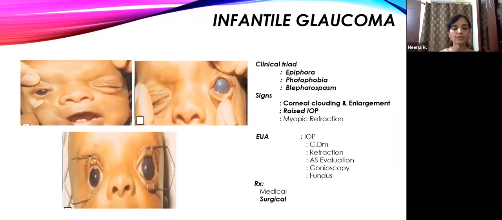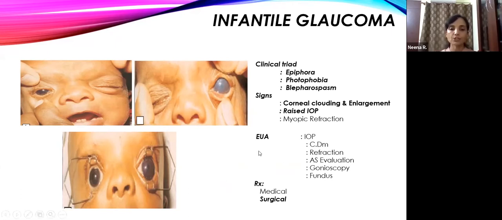Okay, another condition which is seen by the pediatrician first would be this, a cloudy and enlarged cornea, which is a sign of infantile glaucoma. So you can see the cornea is definitely enlarged. It is cloudy, and this is what is typically known as a buphthalmic eye. So this needs an urgent referral because a raised intraocular pressure, if left untreated, can produce optic neuropathy and permanent visual damage in the child.